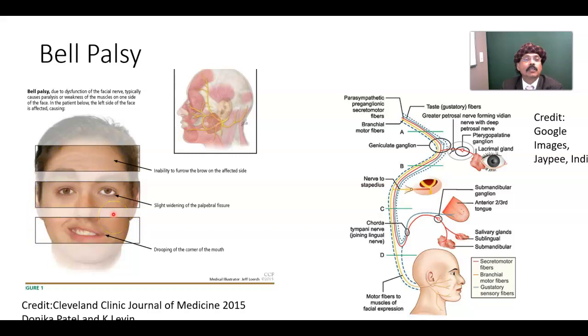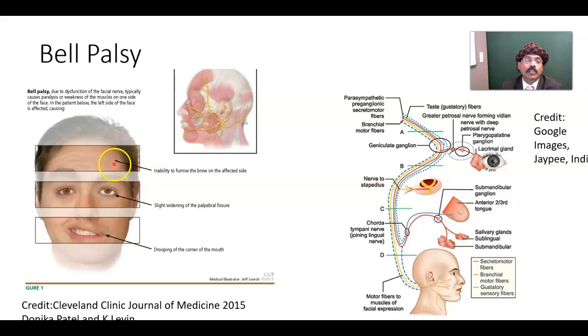What happened? If you look at that, he has inability to furrow the brow on the affected side, so the upper part of the face is also involved. That is not involved in supranuclear facial palsy, a cortical lesion of the facial nerve, an upper motor neuron lesion of the facial nerve.